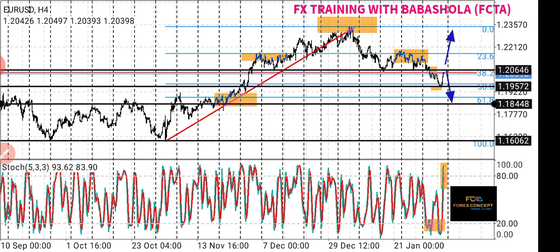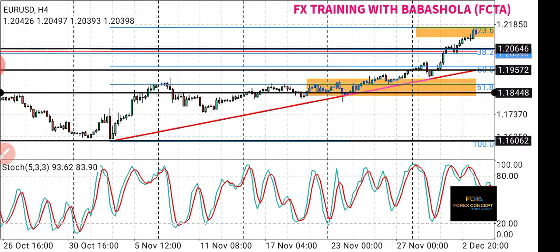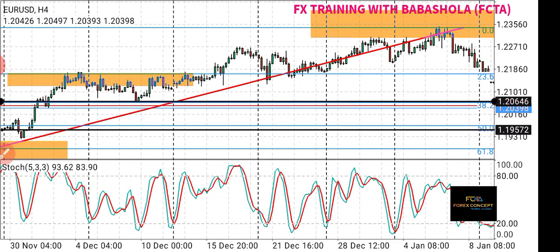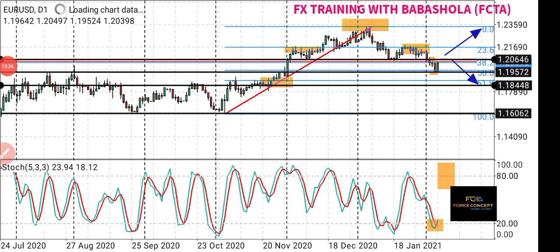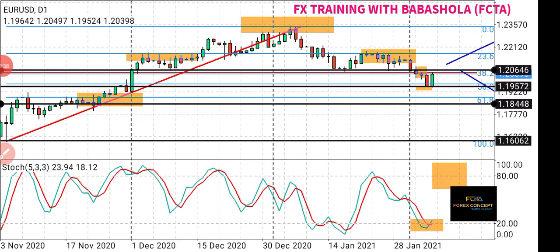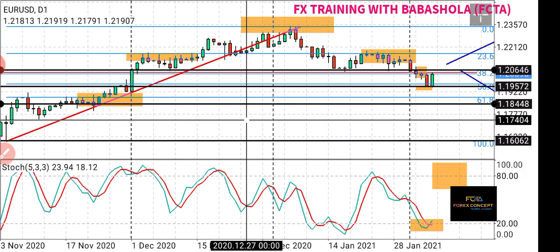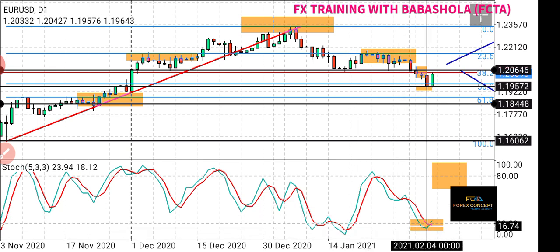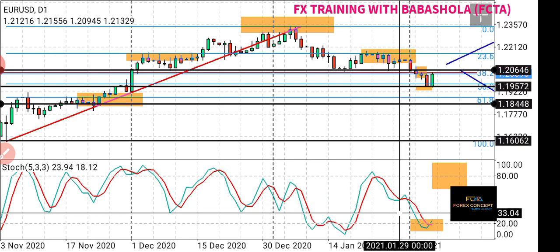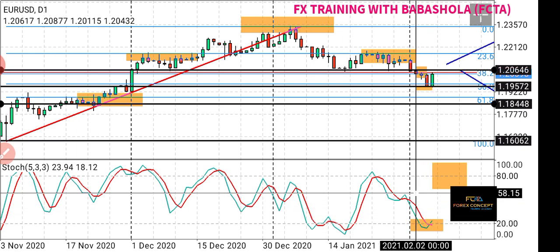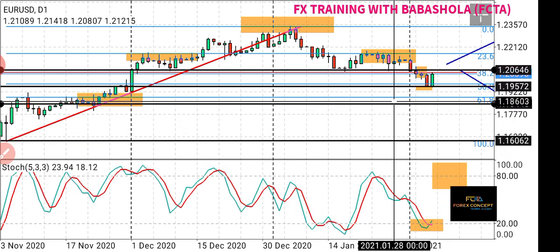There are also things that you need to understand here. On the D1, the daily time frame, the price is at the oversold level. Can you see? At the oversold level. Meaning that a buy trade is imminent. However, we might not see any buy trade until 61.8% is reached.